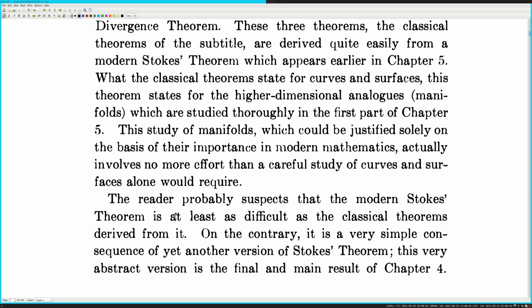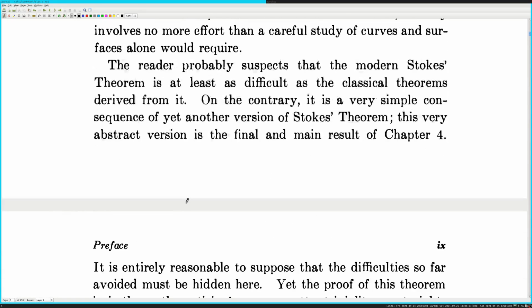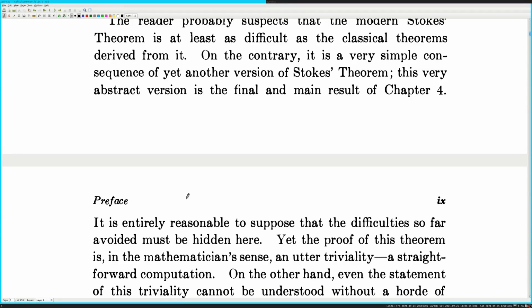The reader probably suspects that the modern Stokes theorem is at least as difficult as the classical theorems derived from it. On the contrary, it is a very simple consequence of yet another version of Stokes' theorem. This very abstract version is the final and main result of Chapter 4. It is entirely reasonable to suppose that the difficulties avoided so far... God, I can't read at this level, I'm sorry.